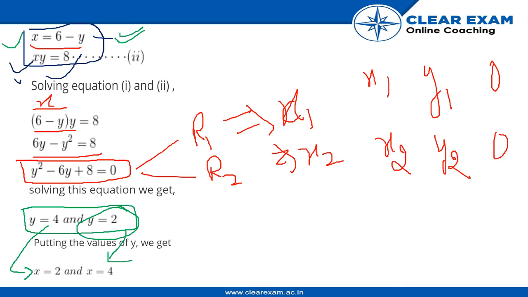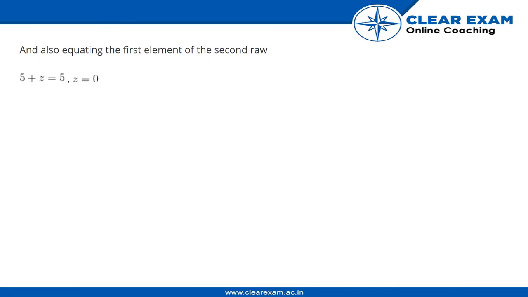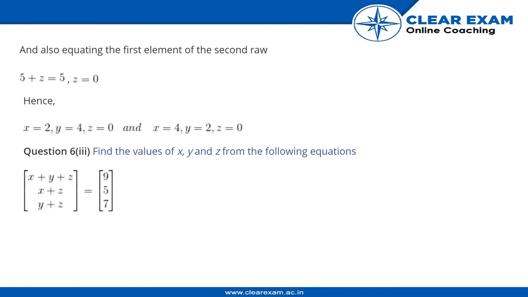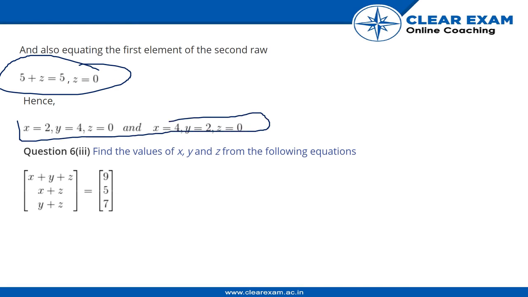So now we have two sets of answers, that is 2, 4, 0 or 4, 2, 0. This is x, this is y, this is z. Both the answers are applicable. So let us move to next slide. Yeah, they have shown that z is equal to 0. That I showed you earlier. So we have two sets of answers. Yeah. So our second part is solved.